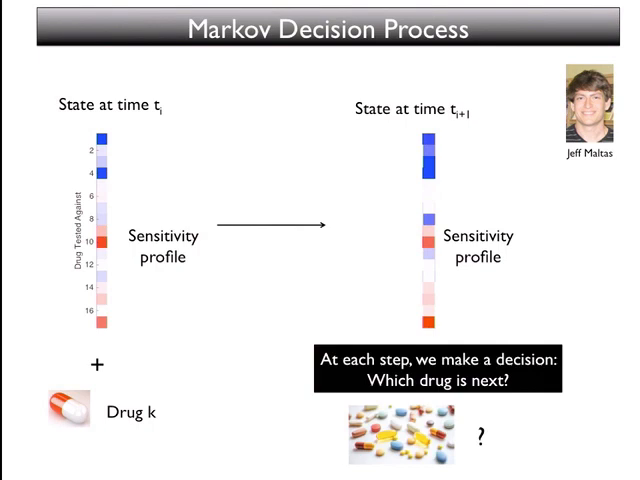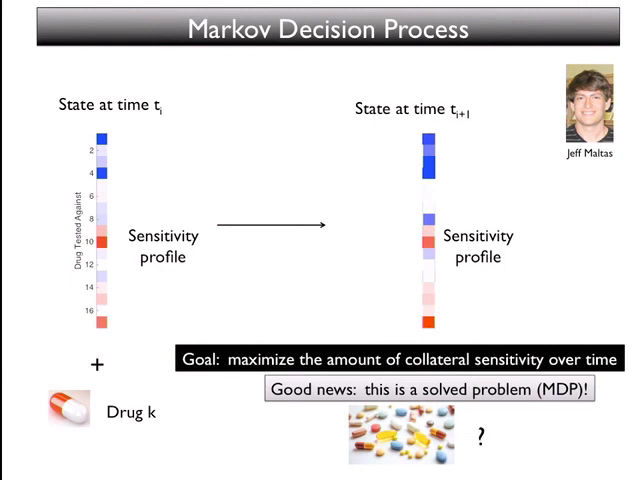So once you do that, then at each step you have to make a decision, and the decision is which drug is next. The criteria for optimizing this decision is to say, I want to maximize the total amount of collateral sensitivity over time. So I want each step to be very, very sensitive, and I want the sum of all those sensitivities to be as high as possible, with the thought that maybe this could slow down evolution of resistance because you're constantly flipping to a more sensitive drug.